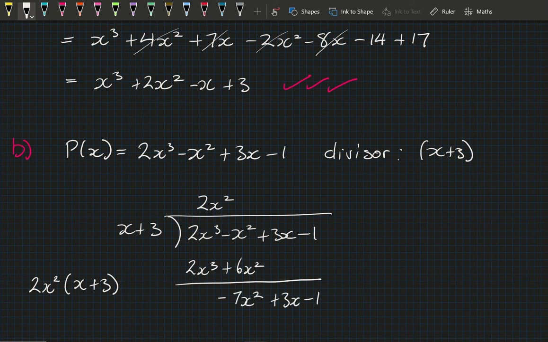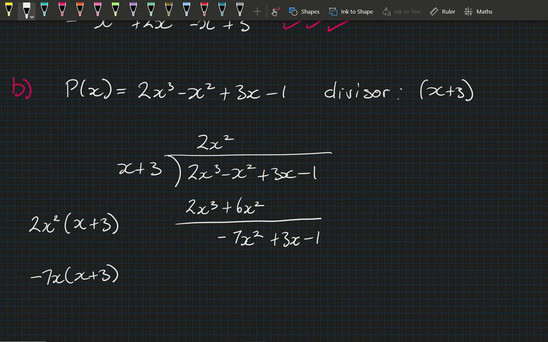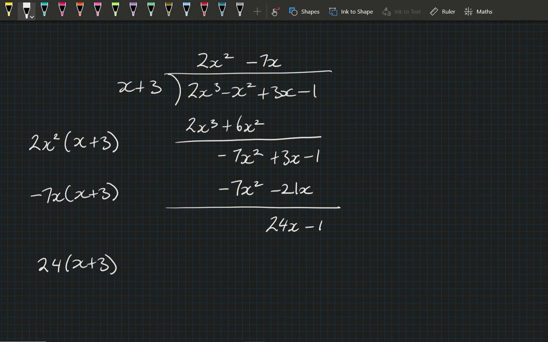Focusing on the minus 7x squared, we need minus 7x times x plus 3, because that will give us minus 7x squared minus 21x. And when we subtract that away, it gets rid of the 7x squared. 3 minus 21, so we've got 24x minus 1. Now let's not forget to put our minus 7x up the top here. Alright, so we need 24 times the x this time. We get 24x plus 72. Let's put our 24 up straight away. And minus 1 minus 72 gives me minus 73.